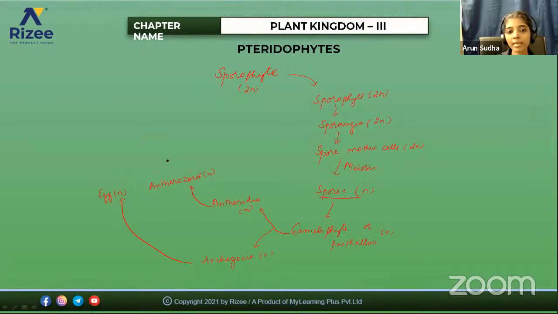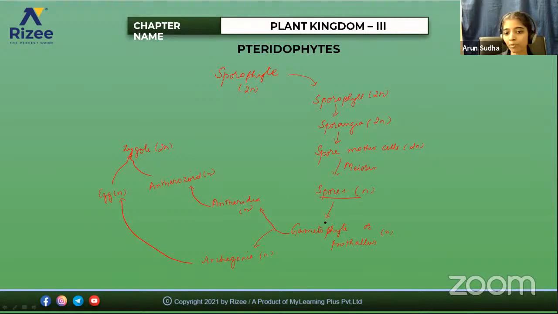So this anthrozoid swims in the presence of water and reaches the egg which is present in the archegonia. So they form zygote. Here 2N. So all these are haploid.